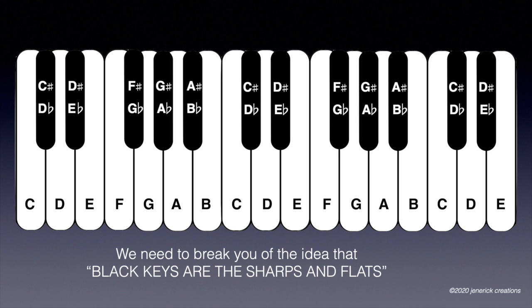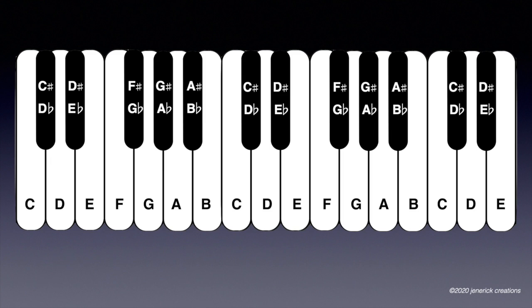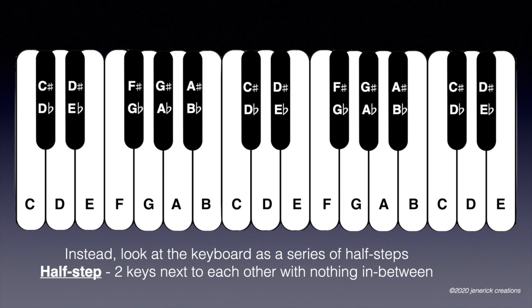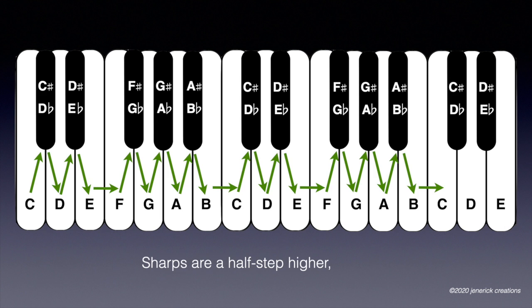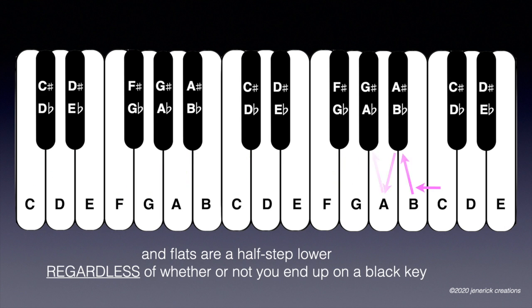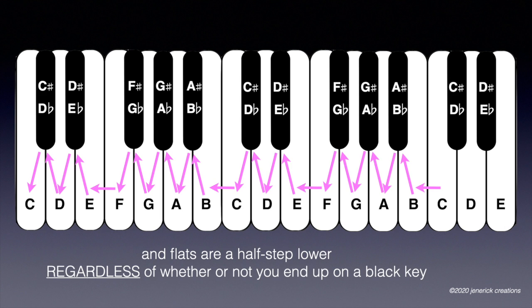We need to break you of the idea that black keys are the sharps and the flats. I know, we've been told forever the white keys are the naturals and the black keys are the sharps and flats, but here we go. What I'd like you to do is start looking at the keyboard as a series of half steps. A half step is two keys next to each other with nothing in between. Sharps are a half step higher, and flats are a half step lower, regardless of whether you end up on a black key or not.